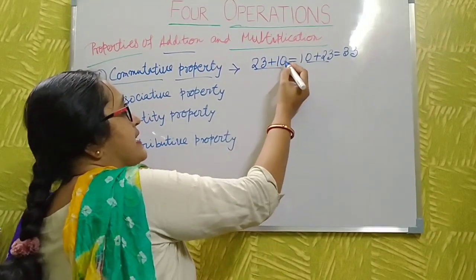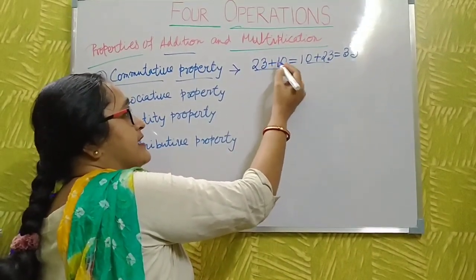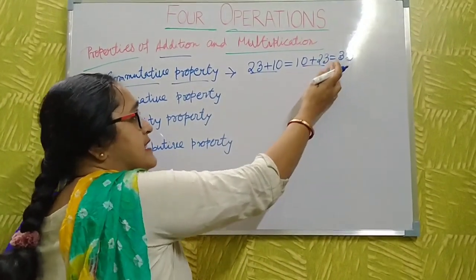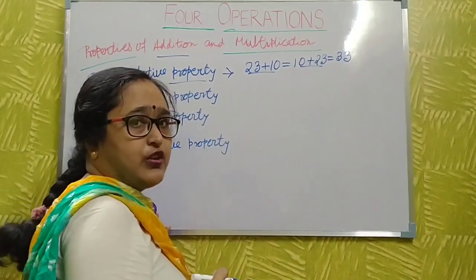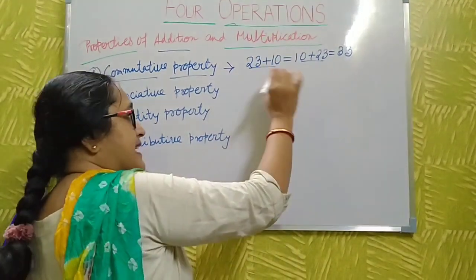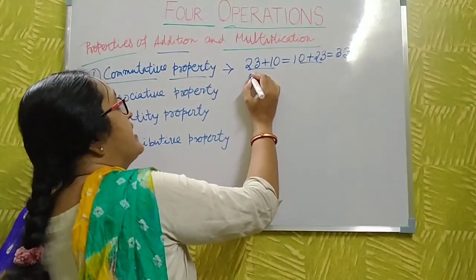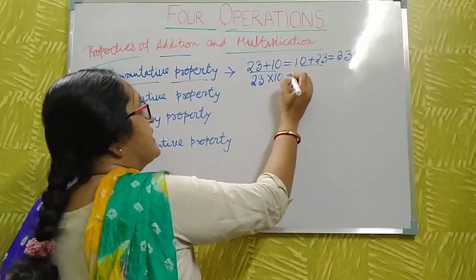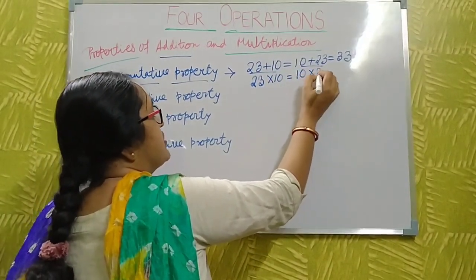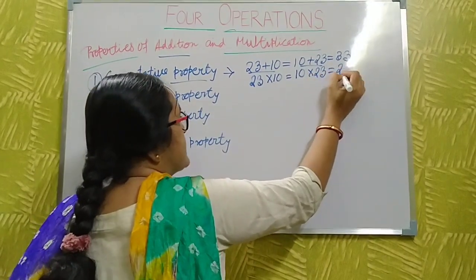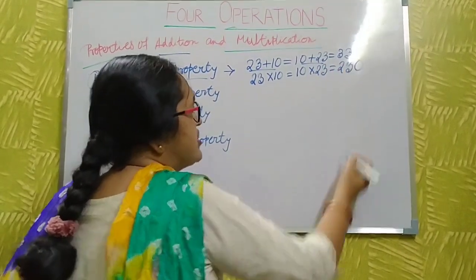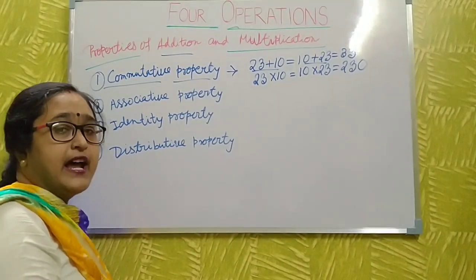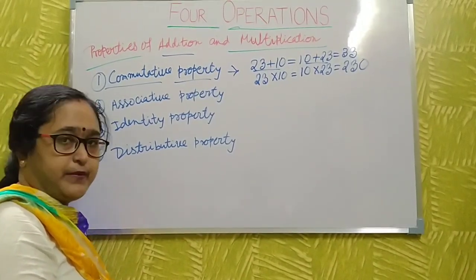You write here left hand plus right hand, and then you change the place, the result becomes the same. This is called the commutative property. And the same in multiplication, if you multiply 23 into 10, then 10 into 23, the result becomes the same. 23 and 0 is put here. This is called the commutative property under addition and multiplication.